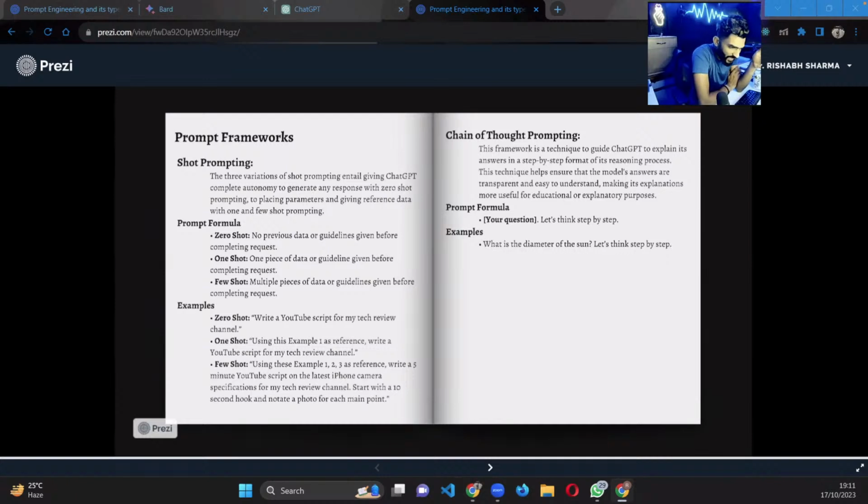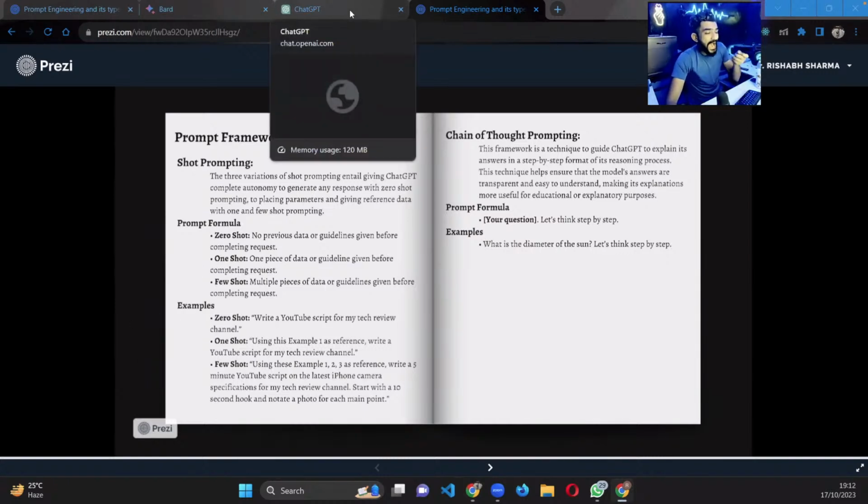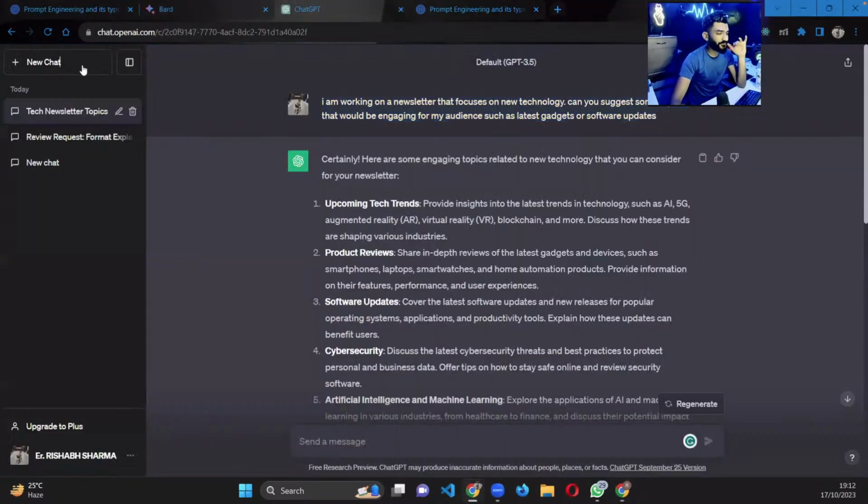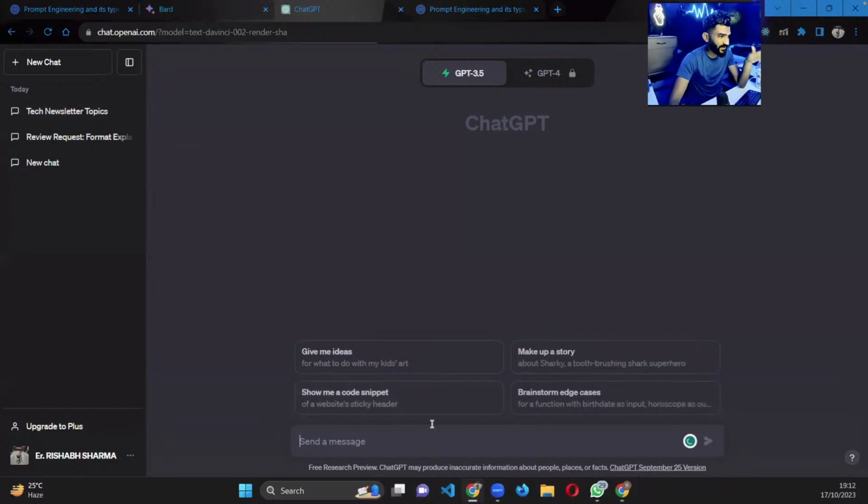How can we use BARD efficiently? Of course, by writing good prompts, right? So let us try zero shot prompting, and let us see how zero shot, one shot, and few shot prompting are different in their results. So let's see what I'm writing.